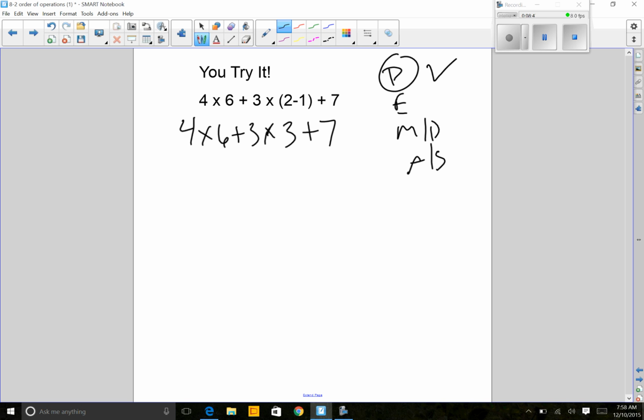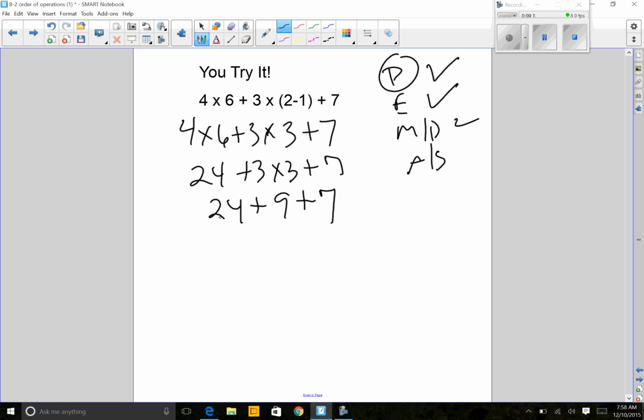So then my parentheses are done. No exponents. Multiplication, division, and you will have exponents, by the way, later in this topic, just in case you were wondering. So 4 times 6 is 24, plus 3 times 3 plus 7. I'm going to keep going. Sure enough, there's one. So 24 plus 9 plus 7. This is my multiplication and division. Now I'm going to do my addition and subtraction. 24 plus 9 is 33 plus 7, which would be 40.